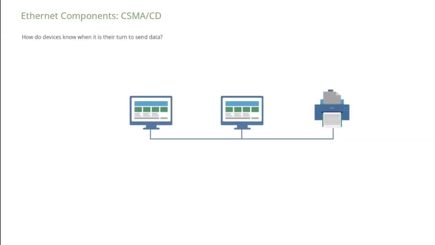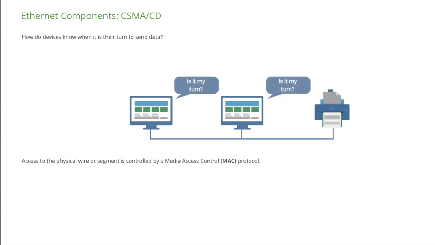The second component we mentioned previously was the protocol controlling access to the network or wire. That is, how do devices know when it is their turn to send data? Access to the physical wire or segment is controlled by a Media Access Control, or MAC, protocol. Ethernet in particular uses carrier sense multiple access with collision detection, or CSMA-CD, as its MAC protocol. Other MAC protocols exist for other technologies.